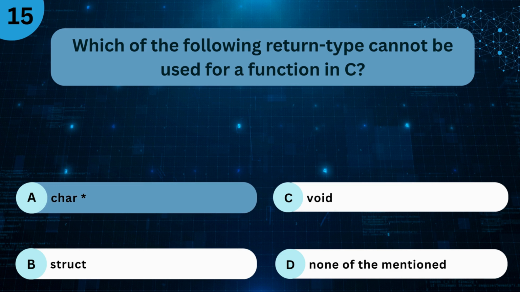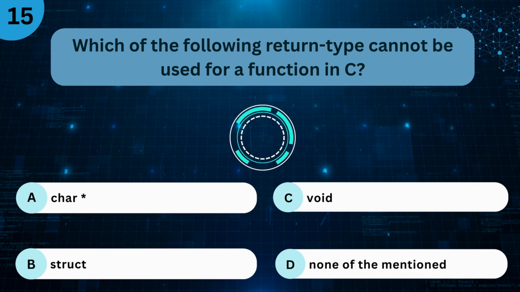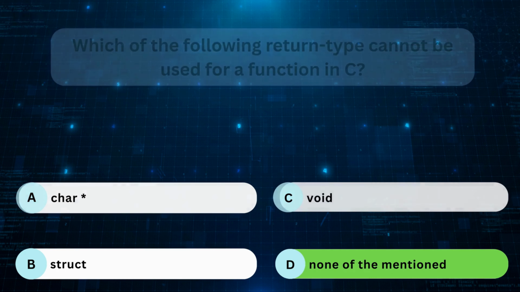Which of the following return type cannot be used for a function in C? A. Character pointer. B. Struct. C. Void. D. None of the mentioned. The right answer is D. None of the mentioned.